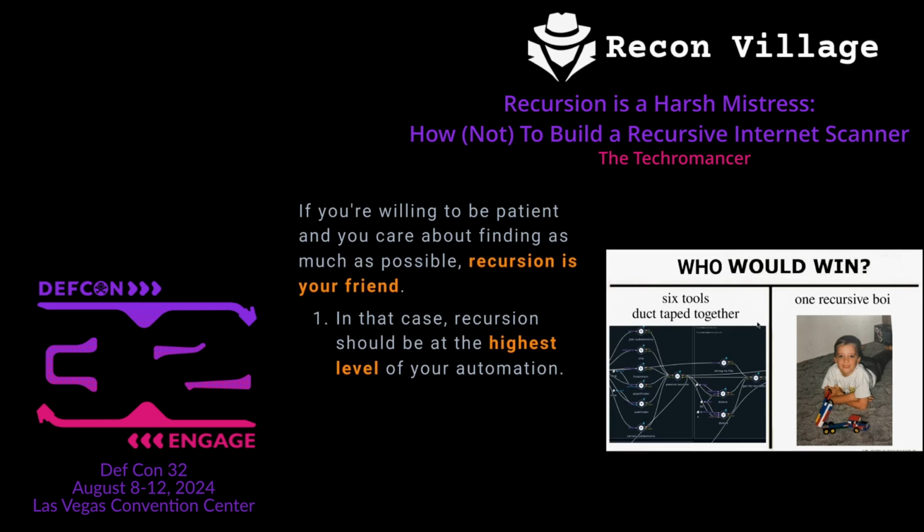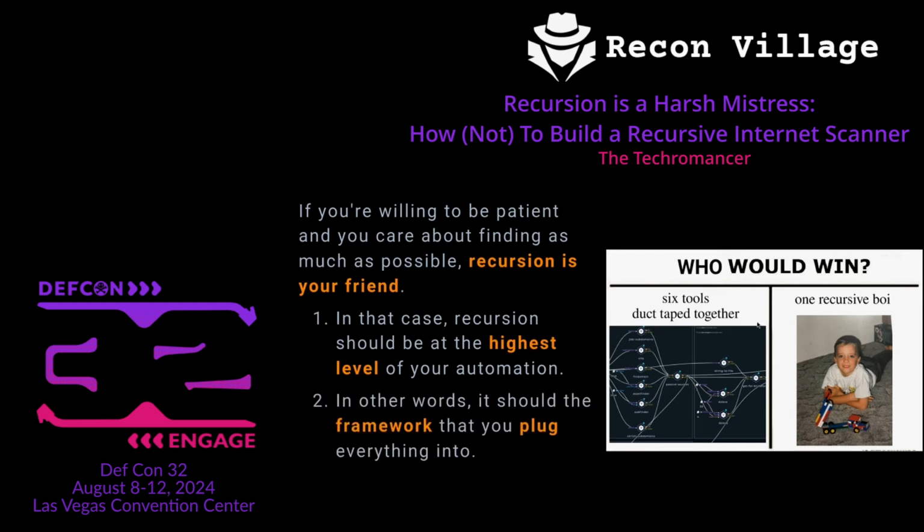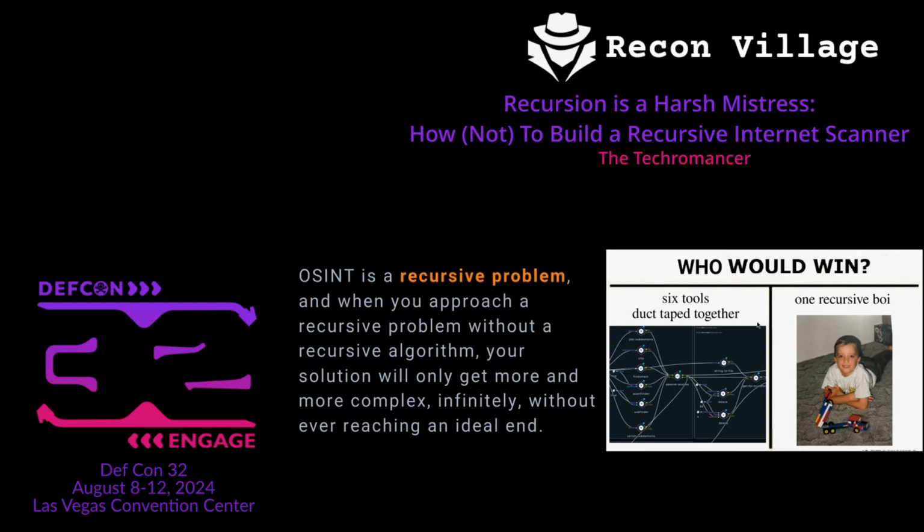In other words, make it the framework that you plug everything else into. Maybe that's BBOT, maybe that's Spiderfoot, but I can't emphasize enough how important it is to have a recursive system. OSINT is a recursive problem, and when you approach a recursive problem without a recursive algorithm, your solution will just get more and more complex infinitely without ever reaching an end, just like you saw with the Trickus, where we keep adding phases to that.